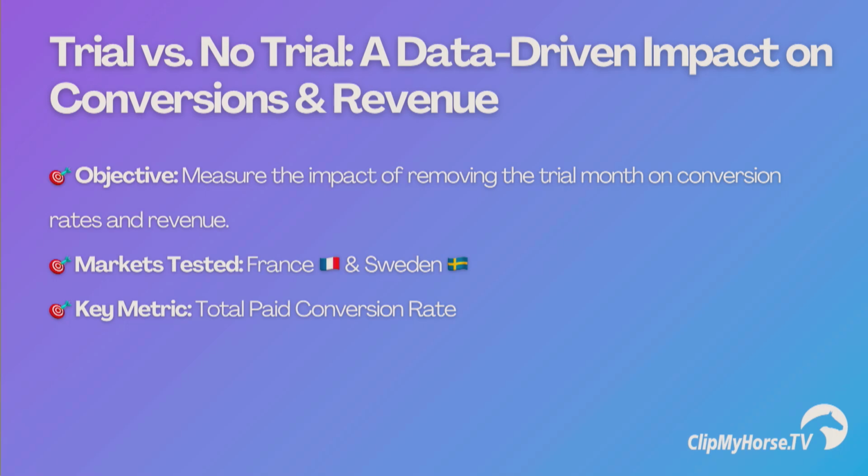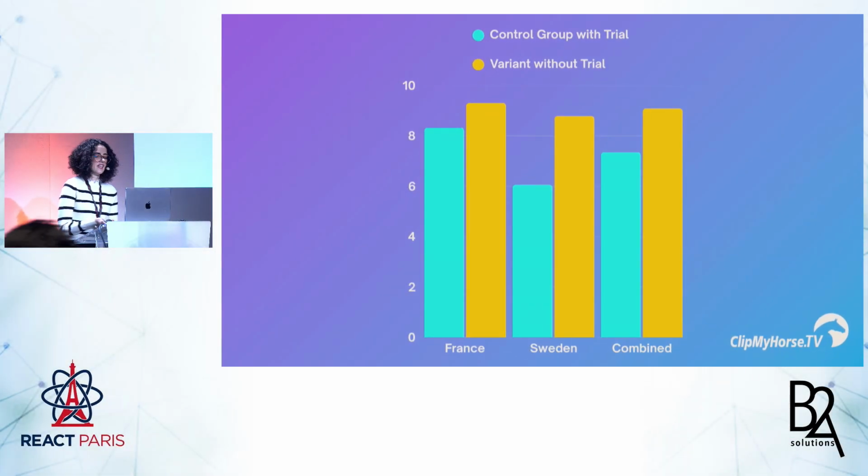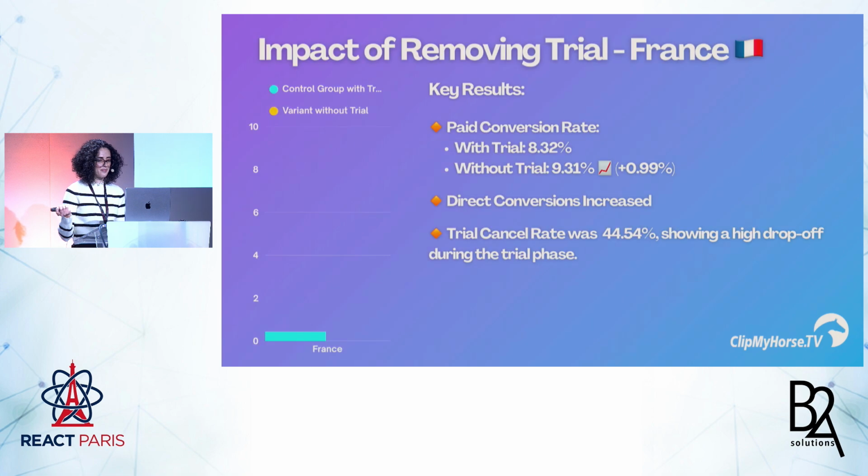The objective was to measure the impact of removing the trial month on conversion rates and revenue, and the target markets were France and Sweden, and as a key metric we had total paid conversion rate. This is the result of the A/B test, and in green color is the control group with trial, and in yellow color is the variant without trial, and you can see an increase in the variant for France, you can see an increase in the variant for Sweden, and also in the combined.